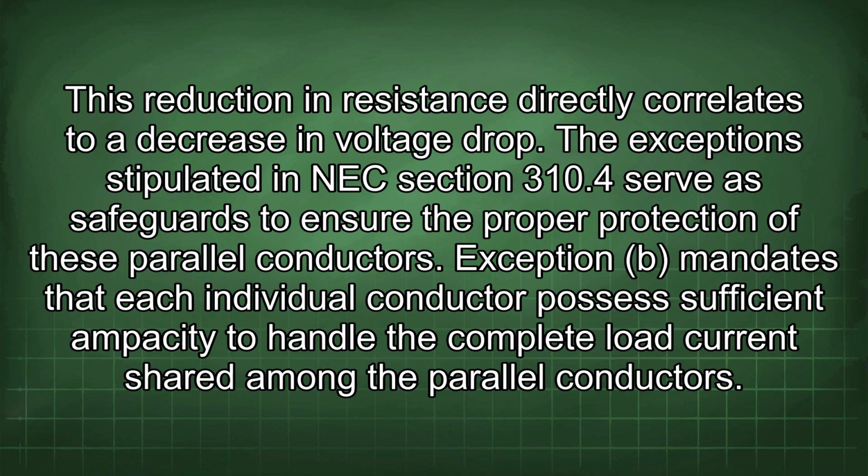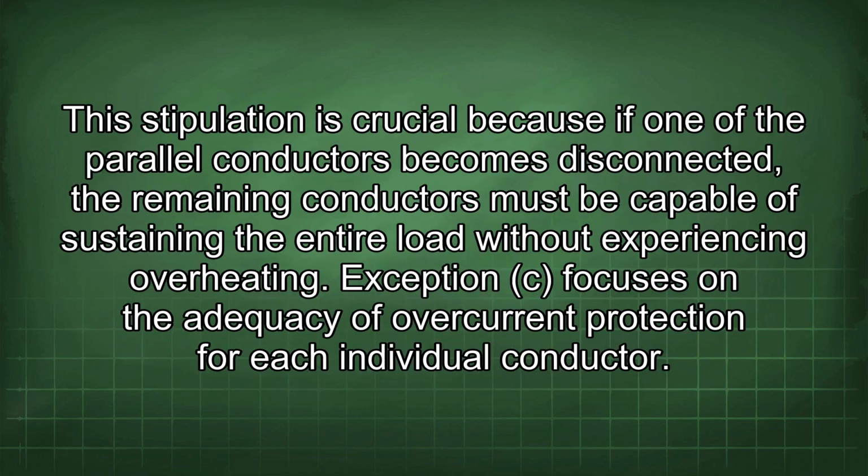The exceptions stipulated in NEC section 310.4 serve as safeguards to ensure the proper protection of these parallel conductors. Exception B mandates that each individual conductor possess sufficient ampacity to handle the complete load current shared among the parallel conductors. This stipulation is crucial because if one of the parallel conductors becomes disconnected, the remaining conductors must be capable of sustaining the entire load without experiencing overheating.